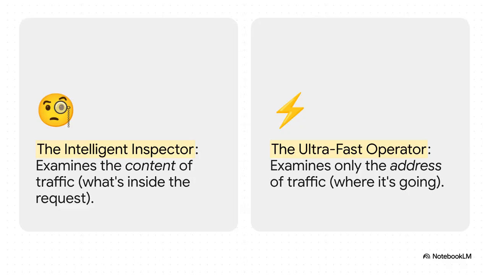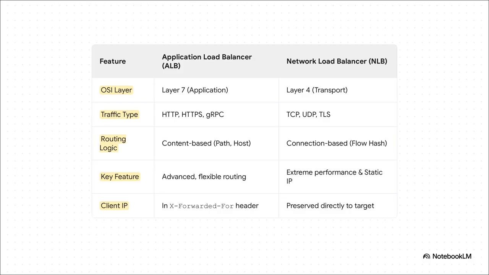Let's bring back our traffic cop analogy for this, because it's perfect. The application load balancer, think of that one as the intelligent inspector. This cop doesn't just glance at the car. They look inside to see what it's carrying, where it's specifically trying to go. Now, the network load balancer, that's the ultra-fast operator. This cop couldn't care less what's inside the car. They just read the destination address and get it there as fast as humanly possible. So, let's see how that analogy plays out in the real technical world.